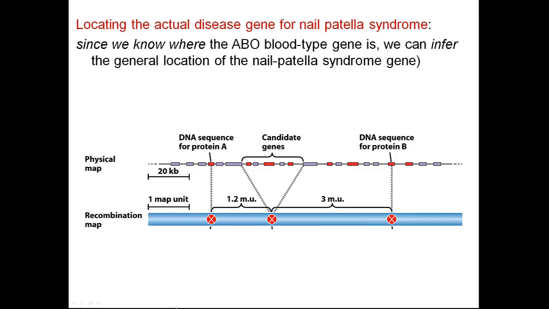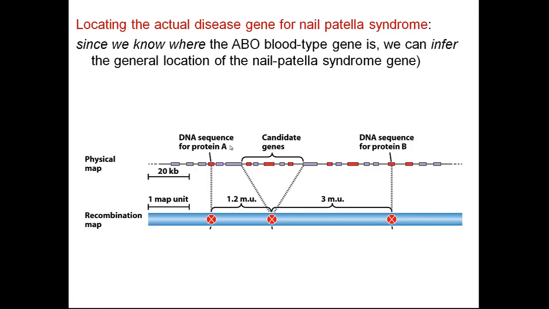Now there's also a physical map, and if we already know the location of the ABO blood type gene on the physical map, that's going to help us to locate the general area of the chromosome where the nail patella gene lies. And so that's how a couple of disease genes have been discovered. And in fact, now we know on the physical map as well as the recombination map that the nail patella gene is right nearby to the ABO blood type gene.